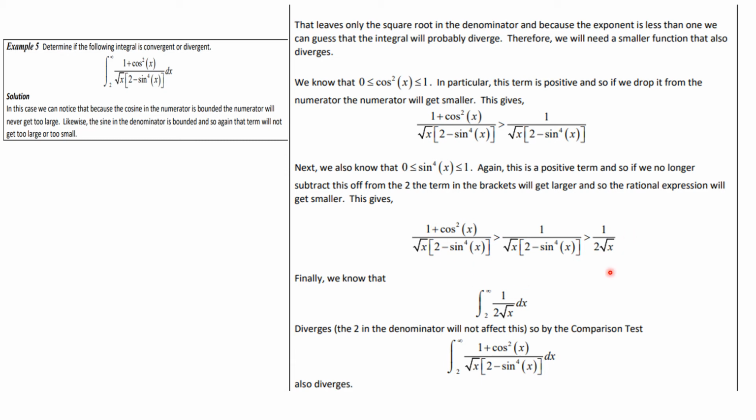So you see this is bigger than 1 over 2 the square root of x. But this diverges. The 2 in the denominator really doesn't matter because I just pull it out, but this is x to the minus 1/2. And so the 2 in the denominator does not affect that. So this integral does diverge. The smaller one diverges. So by the comparison, the upper one also diverges.